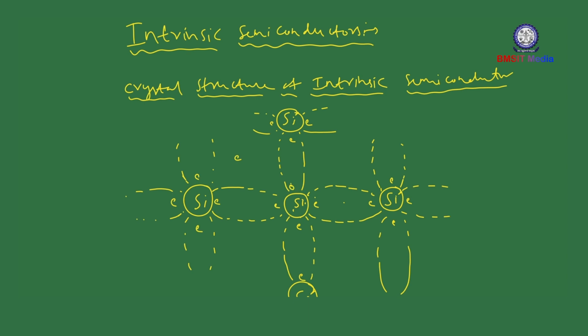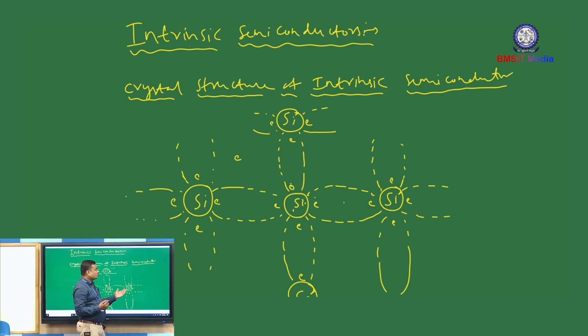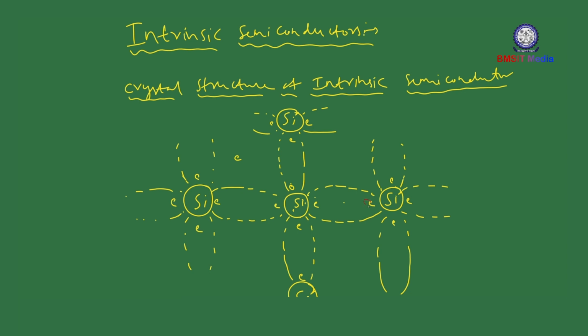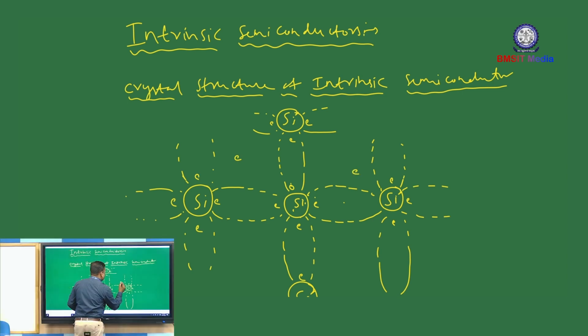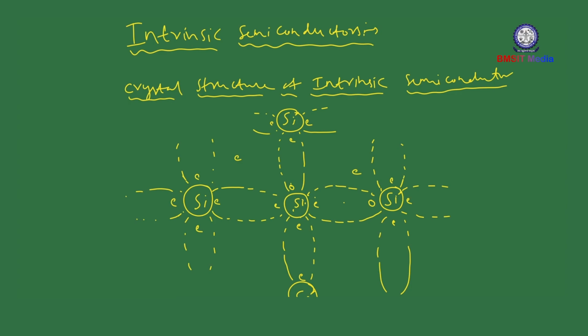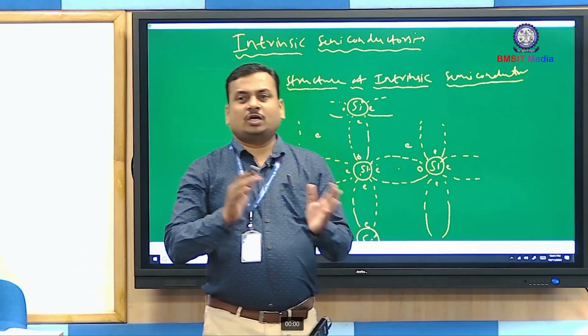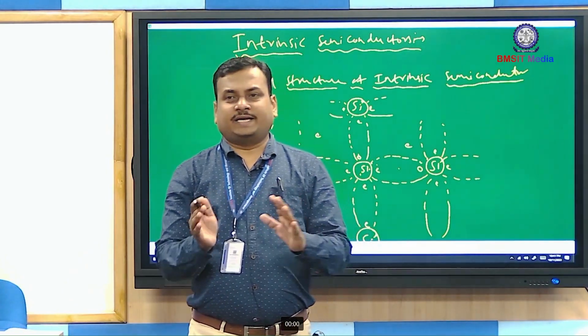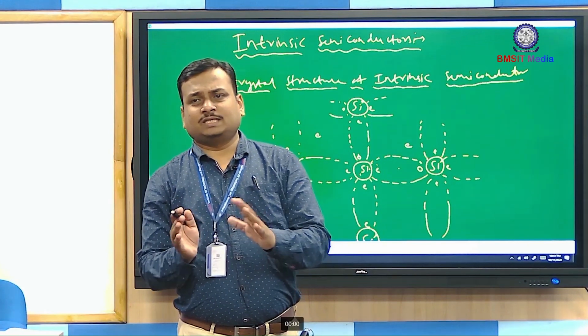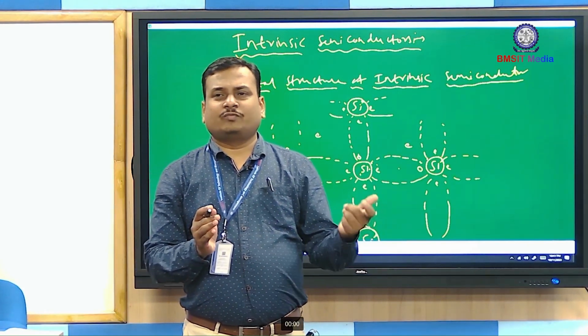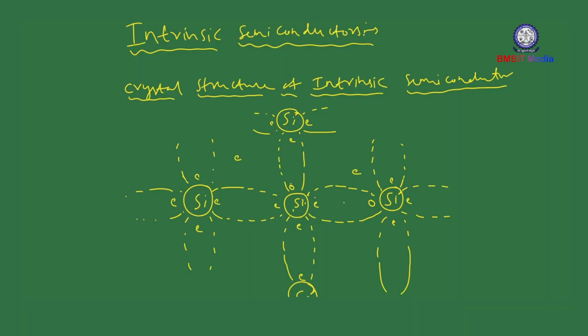Again, this electron may get some energy and break this covalent bond. Again this electron will be free now. So it will come out of that bond. Then it will be creating one hole here. So you can say this electron-hole pair will be created in case of intrinsic semiconductor, meaning the number of free electrons will be equal to the number of holes.